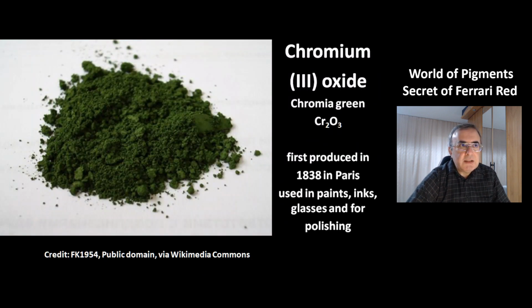Chromium oxide, chromia green, is also a green pigment. It was first produced in 1838 in Paris. It is used in paints, inks, glasses, and for polishing.